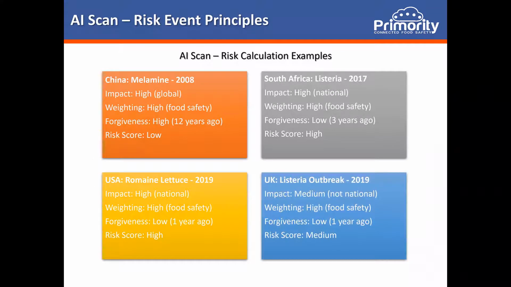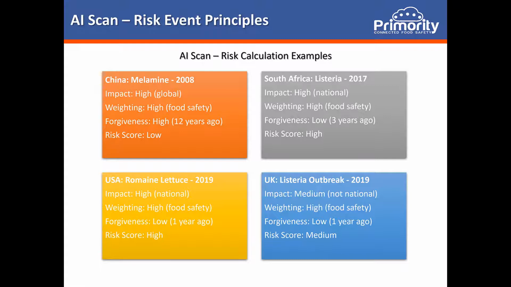So if I just give you an example of how we can use this, clearly looking at some of these examples here, the melamine food fraud, quality and safety issue here had a very high global impact because it was a worldwide incident. The weighting has got to be high because it is a food safety issue, and it was found in baby food in China and pet food in the United States, which is how it came to light. But because it was 12 years ago and people are now monitoring for that, the overall risk score turns out to be low because there's a lot of forgiveness involved, from that concept.